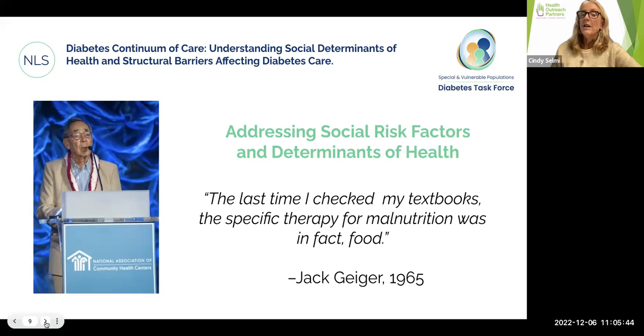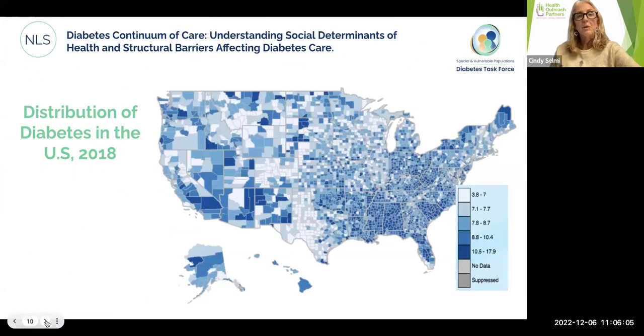This is Dr. Jack Geiger, and he is one of the founders of Community Health Centers. And even at their inception, community health centers looked at the whole person and addressed the social determinants and the risk factors that affected people's overall health. And with that, I'd like to share with you this slide that shows a map of our country looking at diabetes prevalence across the United States. This map is taken from 2018 data, and the darker the counties appear, the higher the prevalence of people who have diabetes. In some of the darkest blue counties, the diabetes rate is over 10.5%.